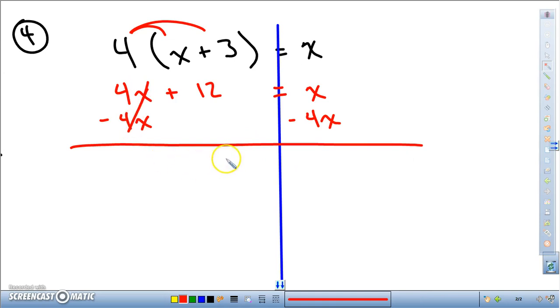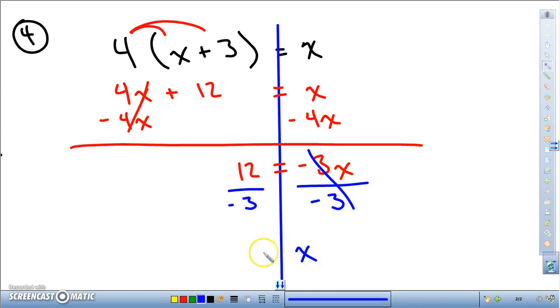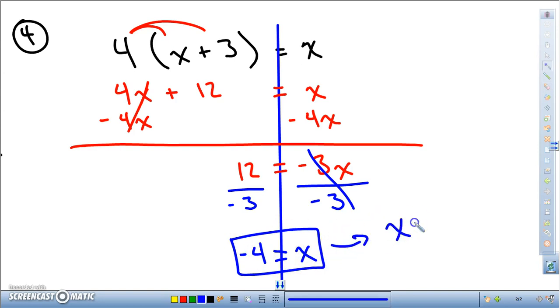This is going to cancel. Your 12 comes down on the left. Equal sign stays on the line. 1x minus 4x gives me negative 3x. And then to undo this multiplication and get a coefficient of 1 on the variable, I'm going to divide by negative 3 on both sides. And that's going to leave me with x is equal to negative 4. Okay? And if you want, you can leave it this way. Or you can flip it back around and have the variable on the left side. Either way is fine with me.